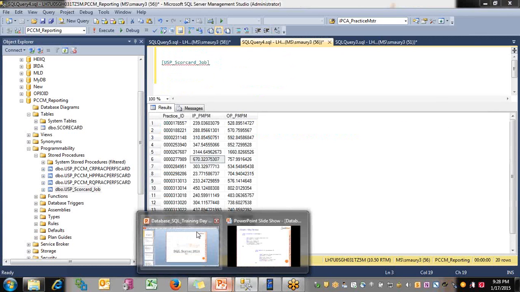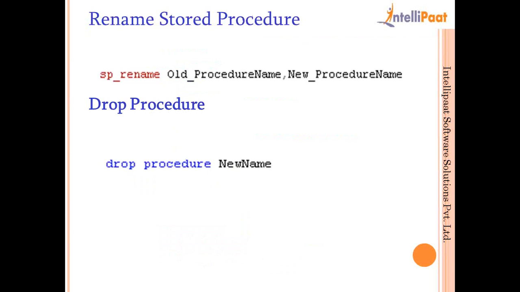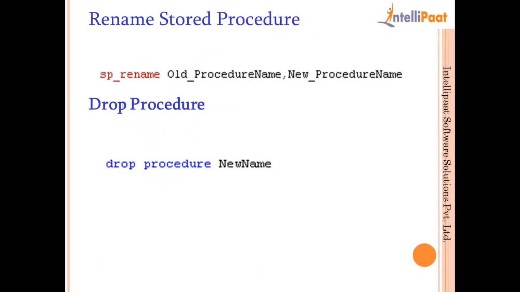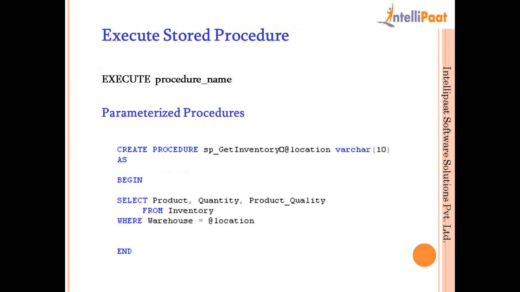What is the next thing in the slide? It says create and alter, then rename. Okay, let's talk about rename. Rename is nothing but, as we renamed our view, similarly you use the same stored procedure, sp_rename, old name comma new name. So it will rename that. Here you have drop proc, so it works with drop procedure and then the name you want. It will drop your stored procedure.